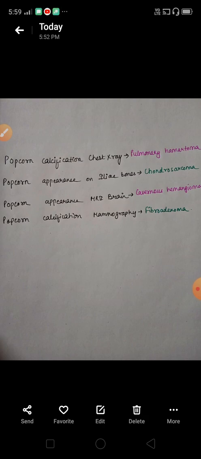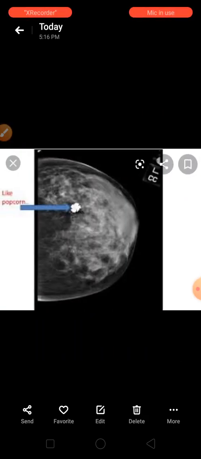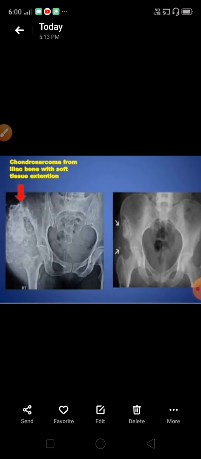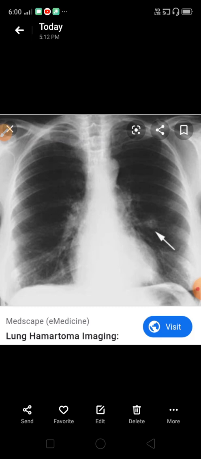Now let's come to the pictures. This one is a popcorn calcification as seen in breast mammography, that is seen in case of fibroadenoma, right? This one is a cavernous hemangioma, large spaces filled with blood, we can see properly. This one is a chondrosarcoma which arises from the iliac bones with soft tissue extension, and this one is a lung hematoma that presents as a solitary nodule.